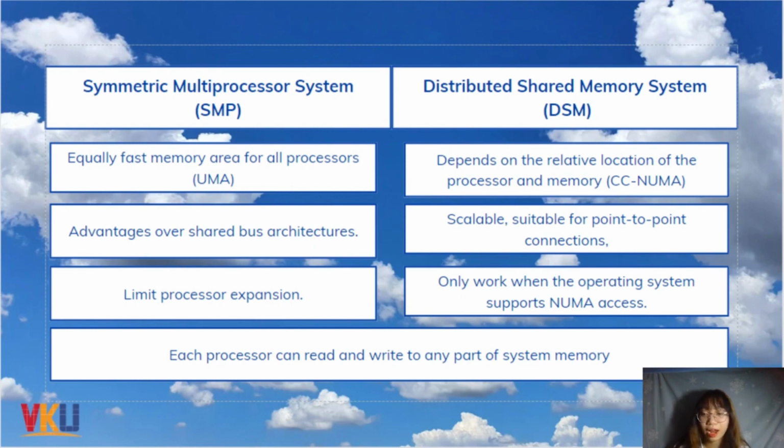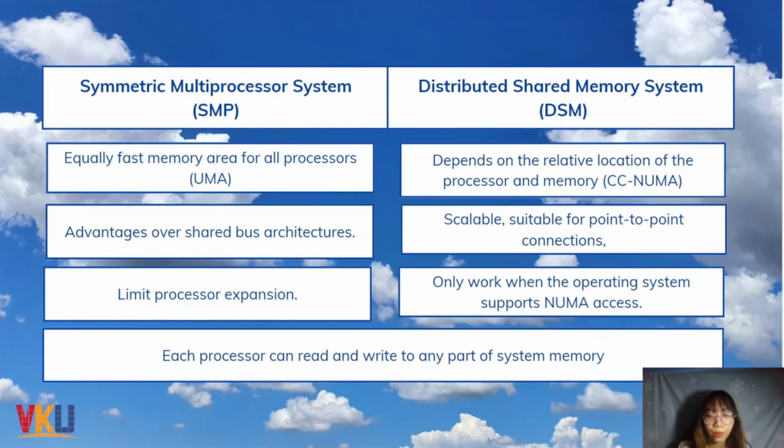Otherwise, the SMP system has an advantage over the shared bus architecture because these architectures only need to use one bus. The cache coherence problem is simpler because the memory is accessed at the speed equal to the speed of the slowest processor. This limits the ability to further expand the processors. In contrast, DSM systems are scalable because the local memory areas can be accessed very quickly, and the DSM system only works well when the operating system supports NUMA access.